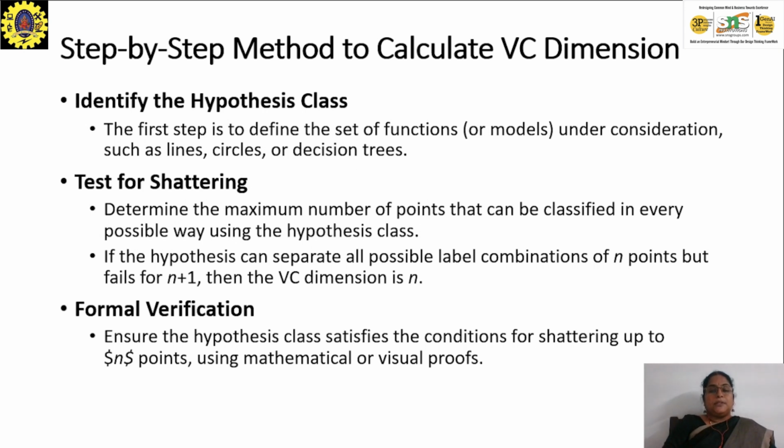The step-by-step method to calculate VC dimension: first, identify the hypothesis class, which defines the set of functions such as lines, circles, or decision trees. Second, test for shattering: determine the maximum number of points that can be classified under every possible labeling by the hypothesis class. Finally, formal verification refers to confirming that the class satisfies the condition of shattering n points using mathematics.